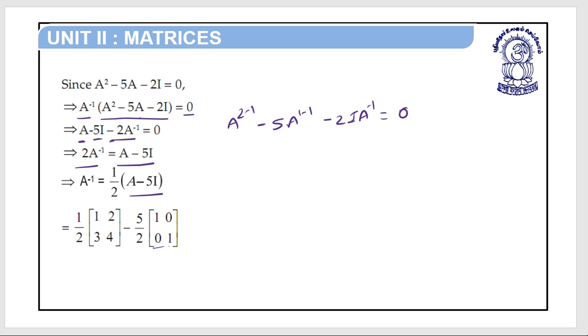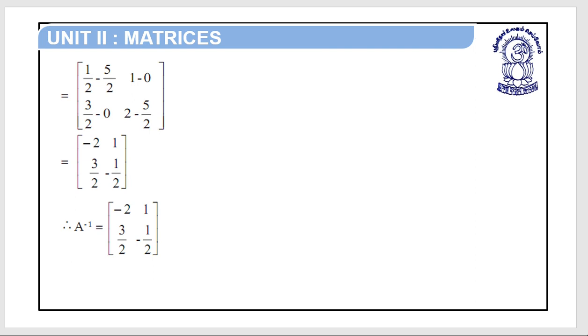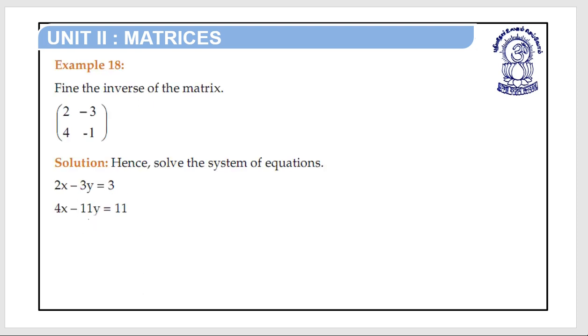So 1 by 2 times the matrix A [1, 2; 3, 4] minus 5 by 2 [1, 0; 0, 1]. Next step is 1 by 2 minus 5 by 2, 1 minus 0, 3 by 2 minus 0, 2 minus 5 by 2. By solving this we will get the matrix of A inverse [minus 2, 1; 3 by 2, minus 1 by 2]. So A inverse is equal to [minus 2, 1; 3 by 2, minus 1 by 2].